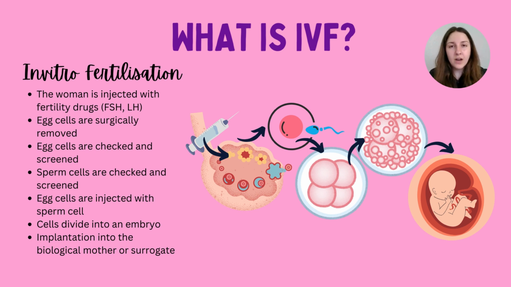As it develops and divides, those cells divide, that embryo then starts to form, and then it is implanted either back into the woman or into a surrogate. So remember, a surrogate is an individual who is not genetically linked to that embryo, but they are carrying or gestating that baby for the 9 months.